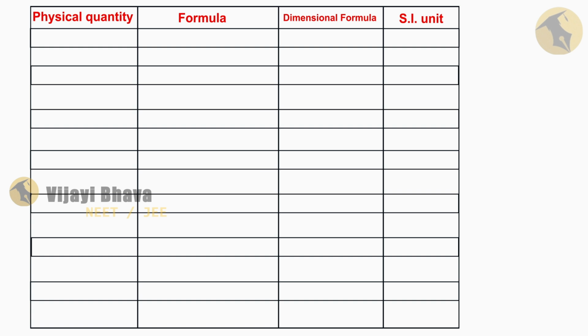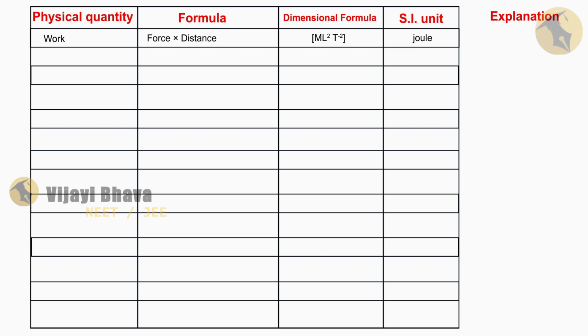Now let us calculate the dimensional formula for the physical quantity work. From the formula of work, we have work as the product of force and distance. Force is M1 L1 T minus 2 and distance is L1. Now this becomes M1 L2 T minus 2. So this is the dimensional formula for work.